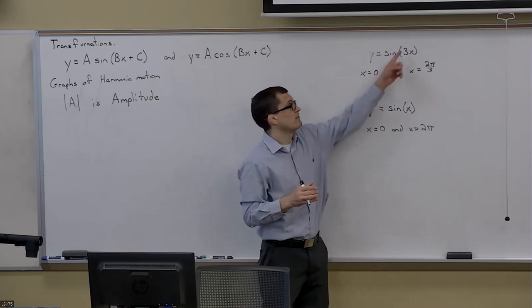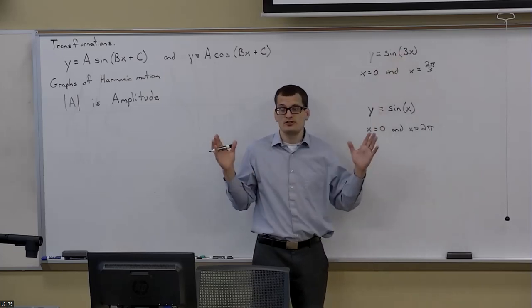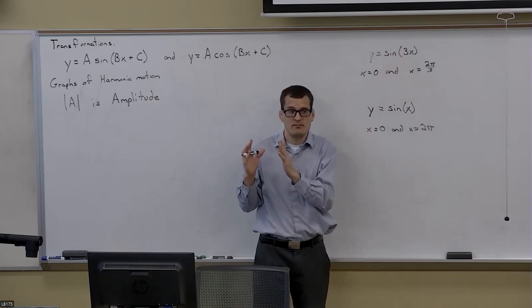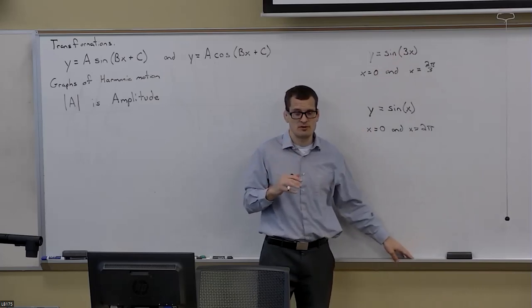So by multiplying by 3 here, it shrinks the wave period by a factor of 3. Cuts it in third. Does that make sense? Okay.